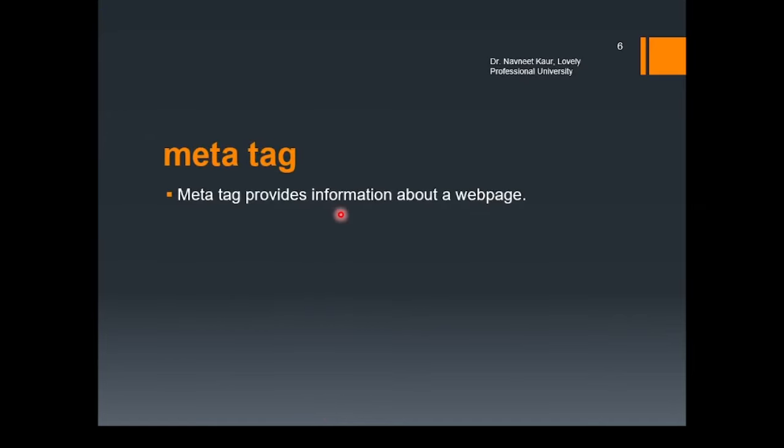Moving ahead, we have the meta tag now. A meta tag provides information about a web page. This can be used to specify the character set, page description, keywords, and author of the document. So let's now understand what we can define in this tag. First, we have used the meta tag, and there's an attribute called charset. So this charset means character set, and its value has been set to UTF-8.